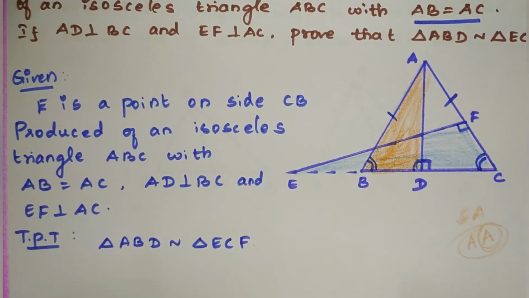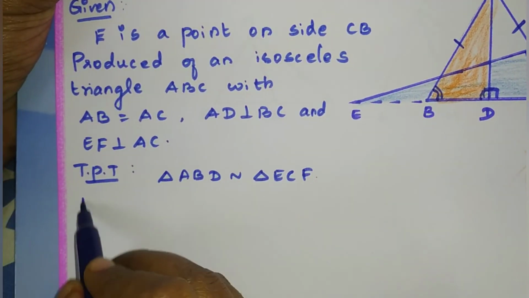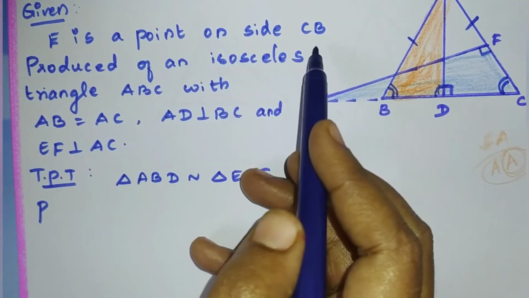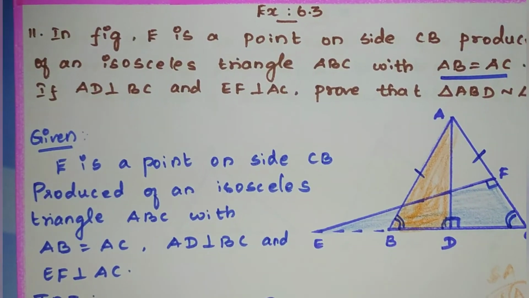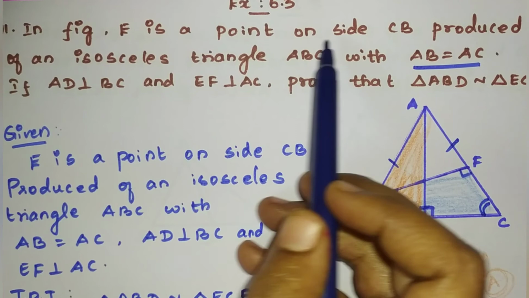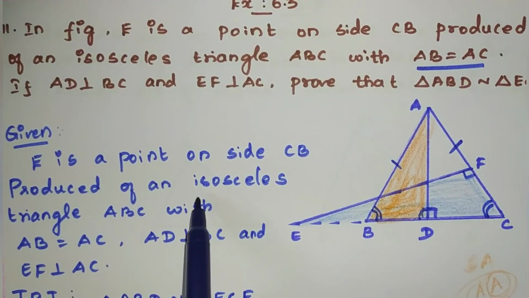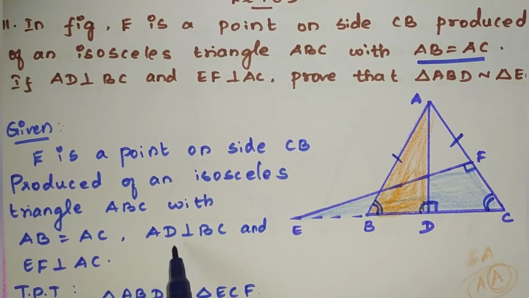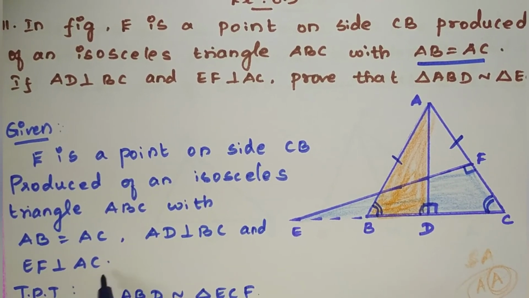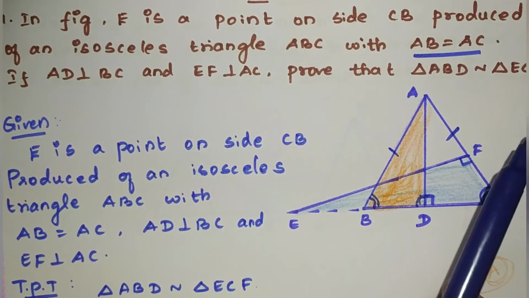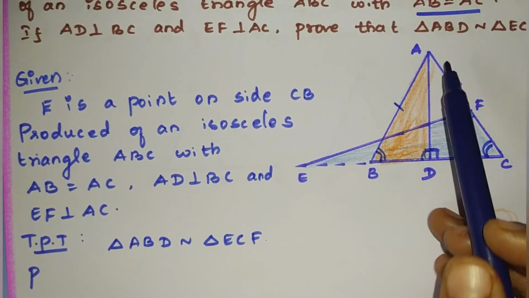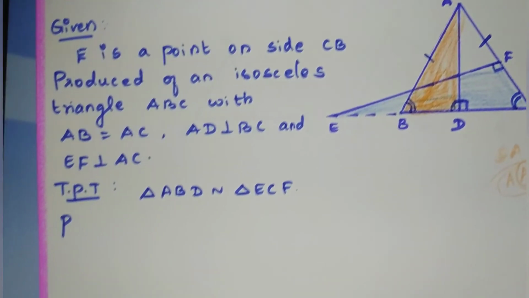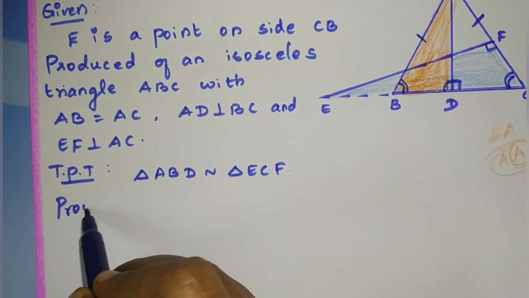Clear? So first take the two triangles, proof. First you have to write the given. E is the point on the side CB. It is given in the question itself. E is the point on the side CB produced of an isosceles triangle ABC, with AB is equal to AC and AD perpendicular to BC and EF perpendicular to AC. Everything given in the question itself, and write to prove that the triangle ABD is similar to the triangle ECF. Clear?